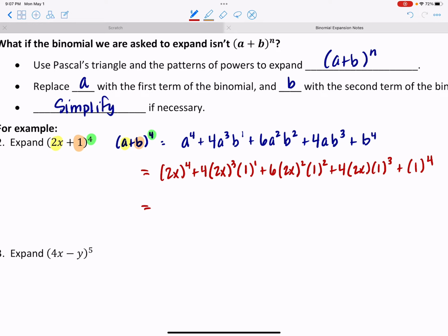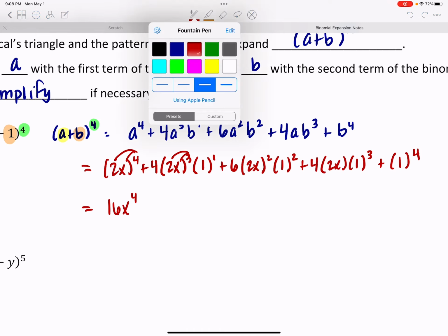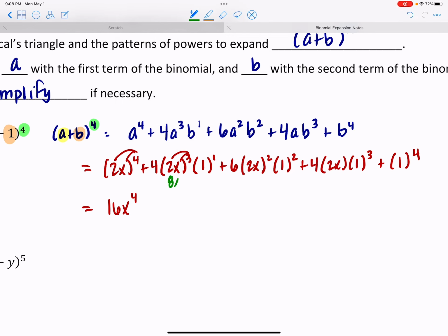So 2x to the fourth power is going to be, let's see, 2 to the fourth is 16, and then x to the fourth is obviously x to the fourth. So the first term is going to be 16x to the fourth. And then here, remember exponents before we multiply. So this is going to be 8x cubed, and 8x cubed multiplied by 4 is going to make 32x cubed. And since this is just a 1, I don't have to worry about that.